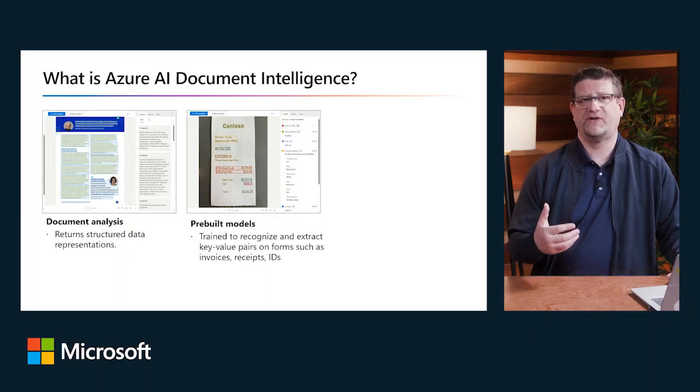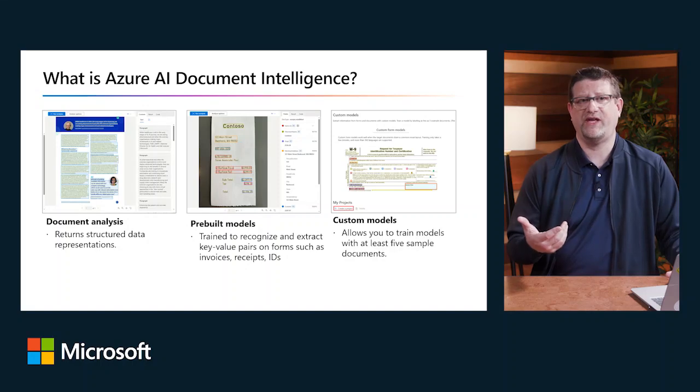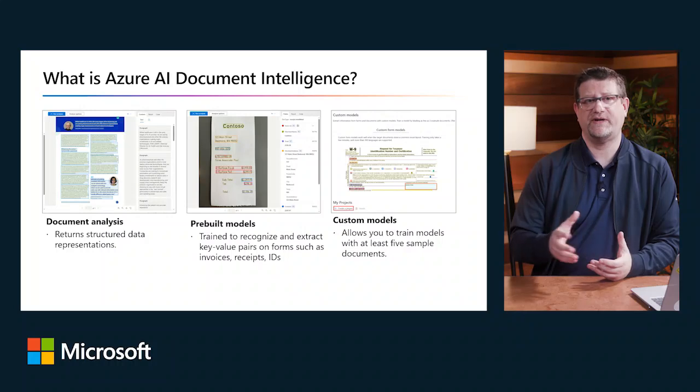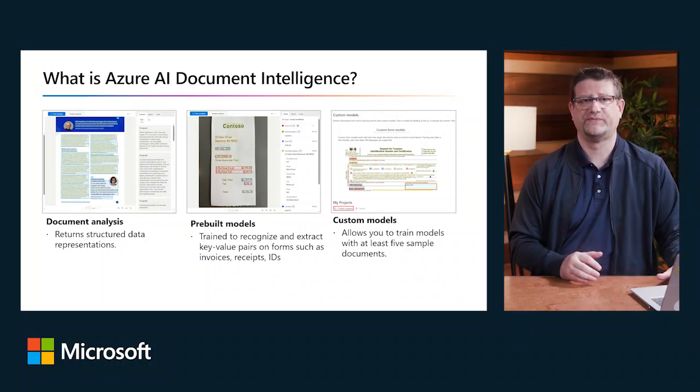The text field names are identifiable and are available as JSON for input into the database. With custom models, you can train with as few as 5 sample forms. It does require Azure storage, and you can customize the machine learning models for forms common in your organization.